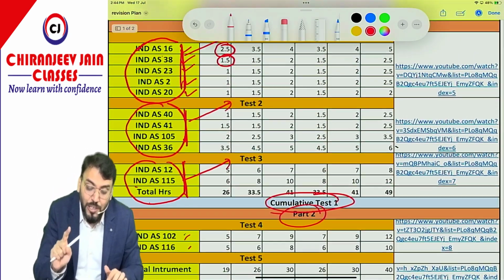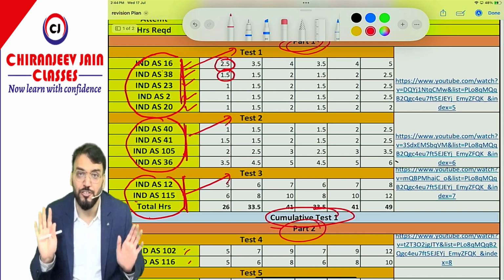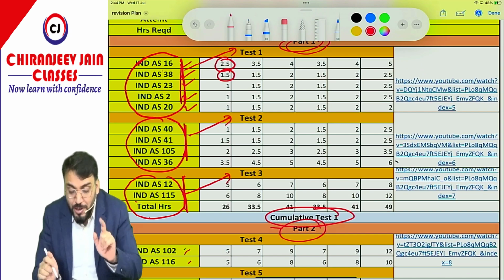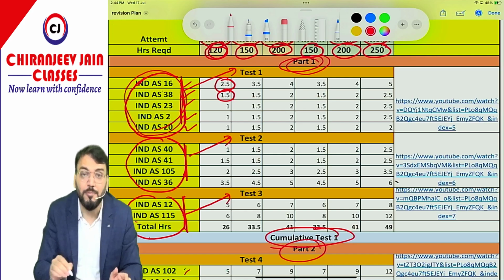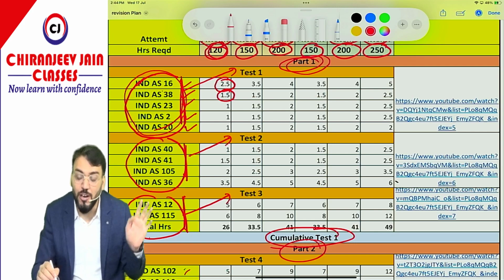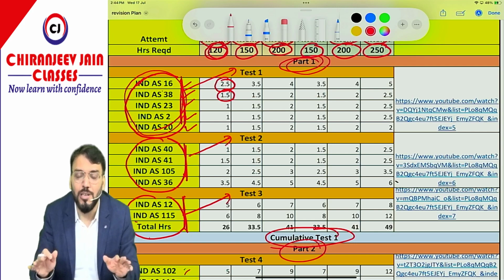But that mock test you can write only when you have completed your entire preparation. Means if you are writing chapter wise test, first make sure that you have revised all these chapters, then only write the chapter wise test. Got this point? I hope you have understood about the test series.